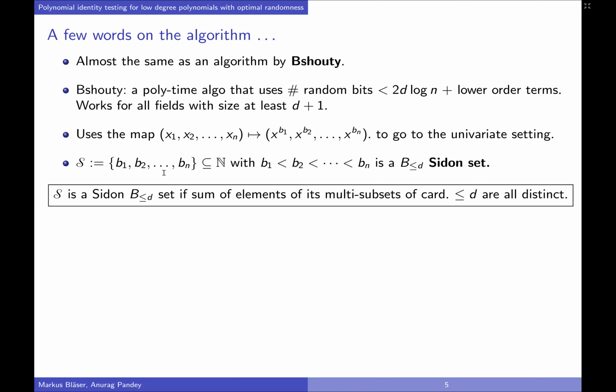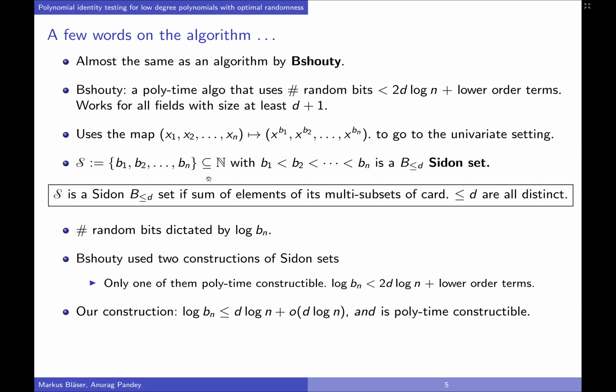A subset of natural numbers b1 to bn is called a Sidon set, for degree at most d, if we take two multi-subsets of this set of cardinality at most d, then their sums of elements will be different. And this is particularly useful because this maps every multivariate monomial of degree at most d to a distinct univariate monomial. And in particular, it preserves the non-zeroness of the polynomial, which is what we need.